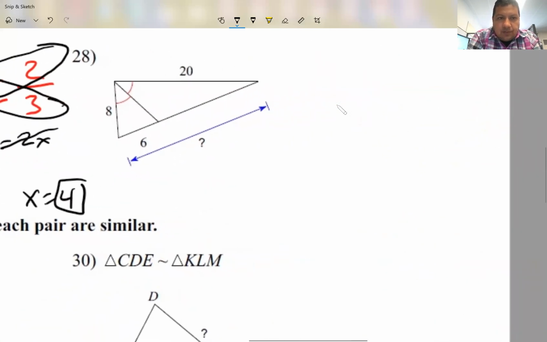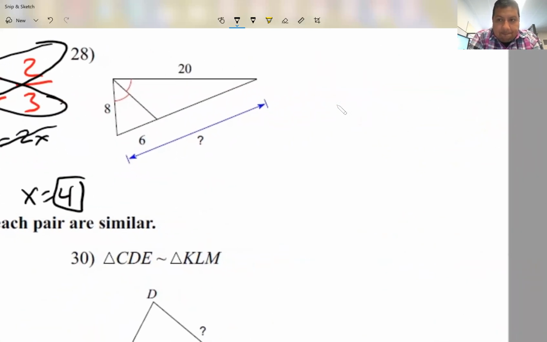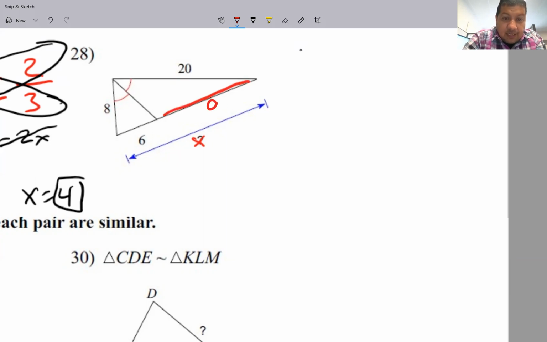Now looking at number 28. X, the question mark, which is the one I usually call X, is not part of my small triangles. There's a couple things I can do. One, I can call this side that I'm missing A.